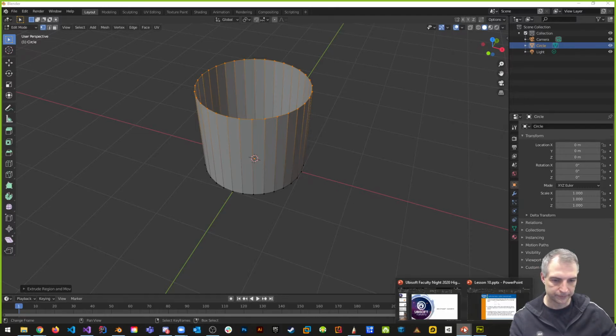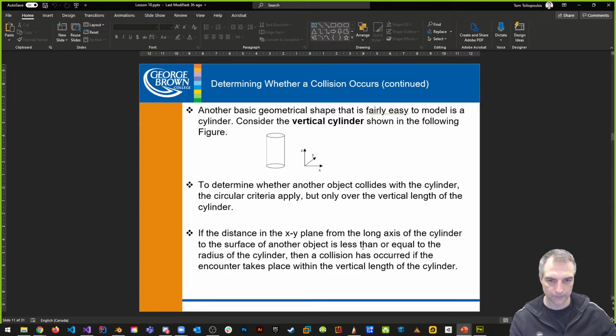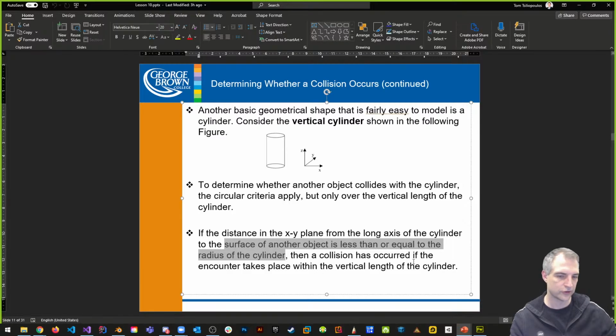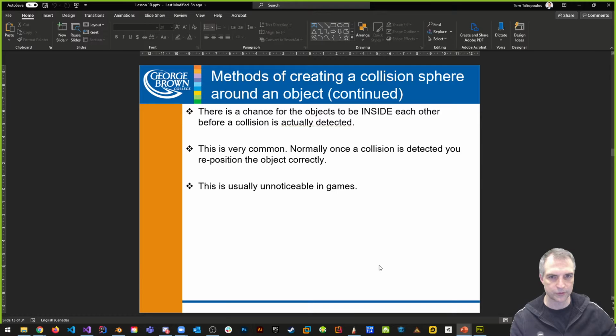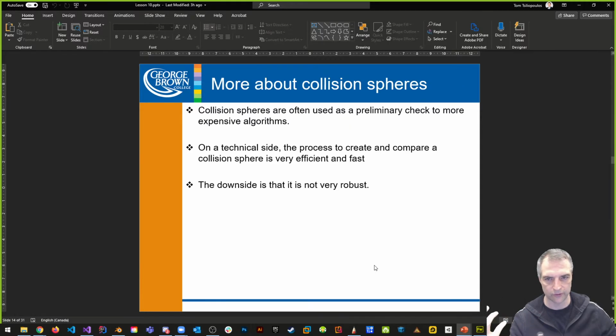So pretty straightforward stuff. It really says that if the distance in the XY plane from the long axis of the cylinder to the surface of another object is less than or equal to the radius, this is really the formula right here, then a collision has occurred. And it talks about methods of making a collision sphere around an object. What I want to do is put it so that the object is inside of it. Collision spheres and collision shapes are the basic ways we create a bounding box, a bounding area.